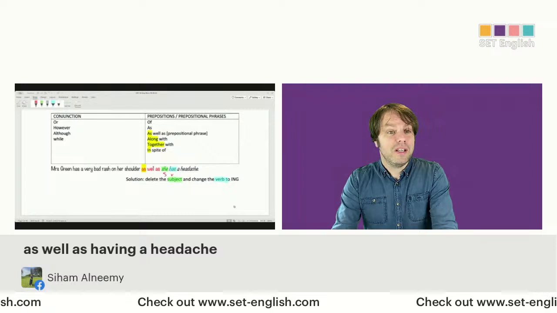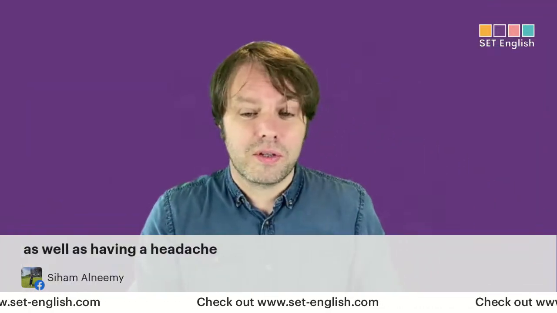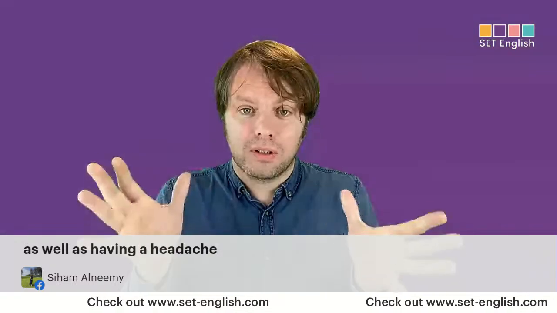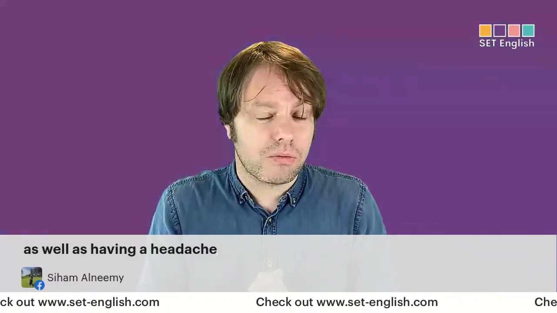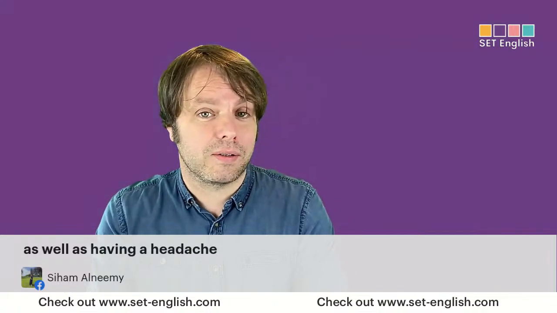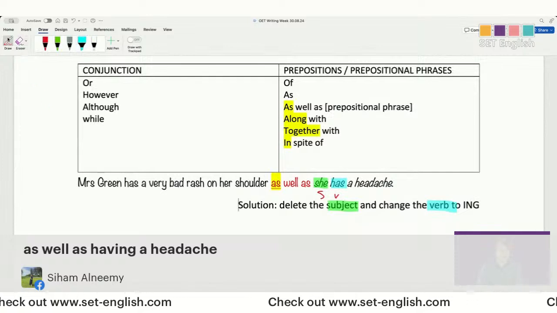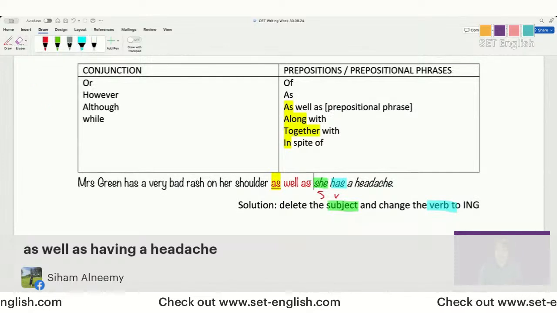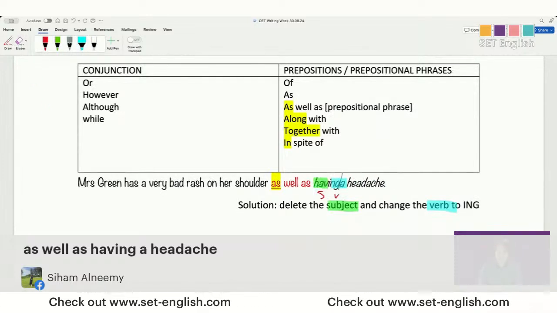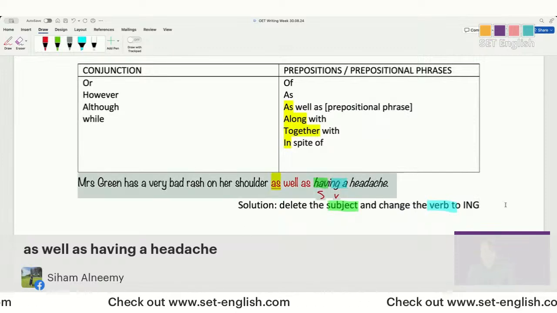And what's the reason for this? They're prepositions. They are prepositional phrases. Therefore, we cannot have a subject and a verb. So we're going to say "as well as having".